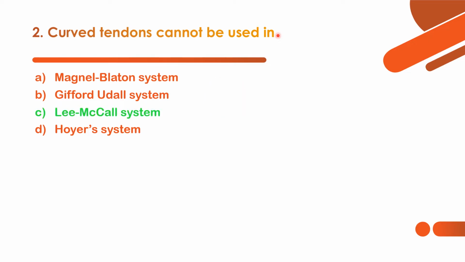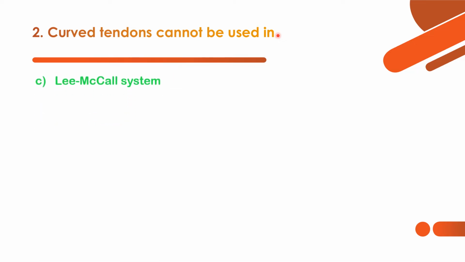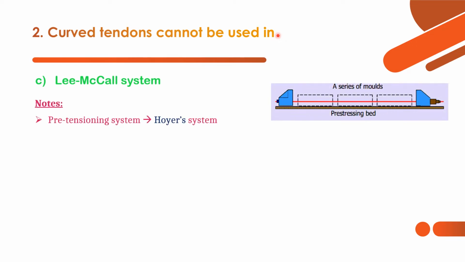The answer is option C, Lee-McCall system. In Lee-McCall system, there is a disadvantage, that is nothing but we cannot use curved tendons. We can only use the straight tendons. Now we shall see one by one the systems and what are the advantages.